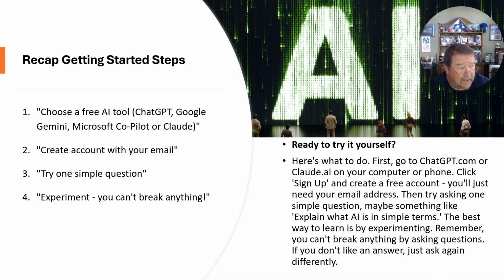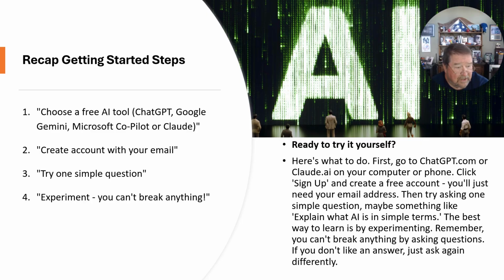The next one up is a recap on getting started. The steps involved to get started here are very easy. You choose a free tool, one of the ChatGPTs, Google Gemini, Microsoft Copilot, Claude. There's a lot of them out there. Perplexity is a new one that's out there. Create an account with your email. Try one simple question. Just key it in. Explain AI in simple terms. That's the one we put in. And read what it says. Experiment. You really can't break anything. You're just asking it.